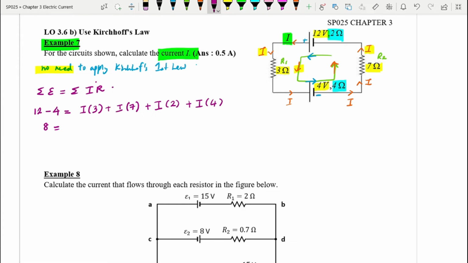So, totalkan semua resistor, factorizekan I. So, 3 plus 7 is 10, 10 plus 2 is 12, 12 plus 4 is 16. Okay, so you can figure out what is I here. And the unit should be ampere lah. That is the final answer. Okay, so simple sahaja untuk example 7.